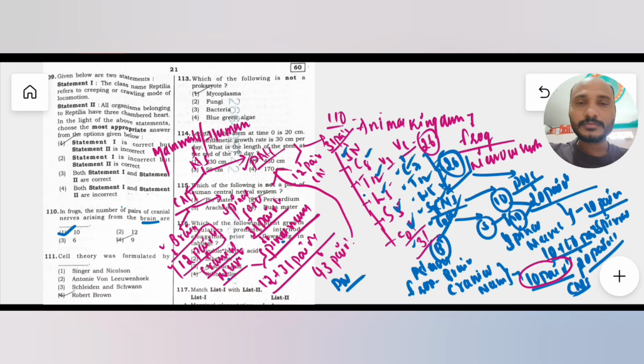So for this question, the right answer is 10 pairs of what? Cranial nerves which arise from the brain. But the frog has 20 pairs in the peripheral nervous system. It includes 10 pairs of cranial nerves and 10 pairs of spinal nerves. So this is all about the frog nervous system.